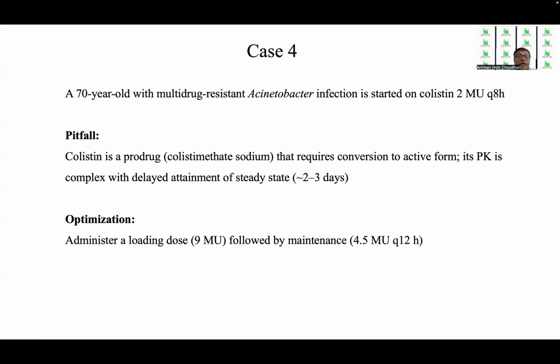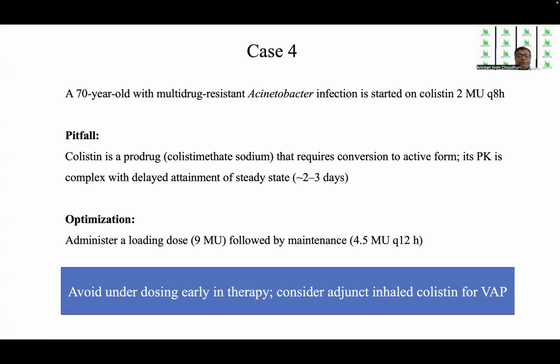Let us look into case 4. A 70-year-old with multi-drug resistant Acinetobacter is started on colistin 2 million units 8 hourly. The pitfall is that colistin is a prodrug that requires conversion to its active form. Its PK is complex with delayed attainment of the steady state, which usually takes 2 to 3 days on average. For optimization, administer a loading dose of 9 million units followed by maintenance of 4.5 million units over 24 hours. Avoid underdosing early in therapy and consider adjunct inhaled colistin for VAP.